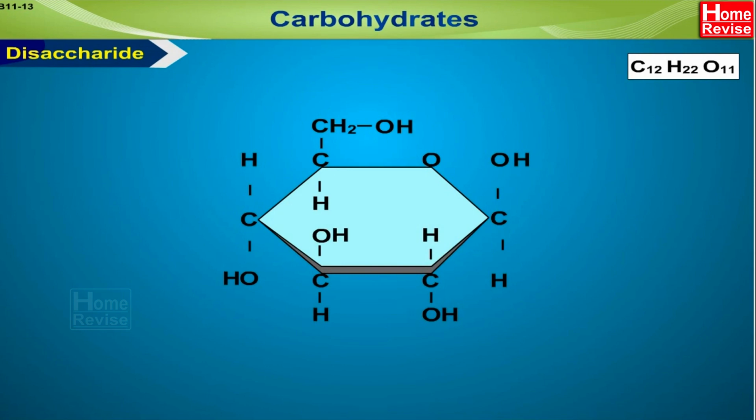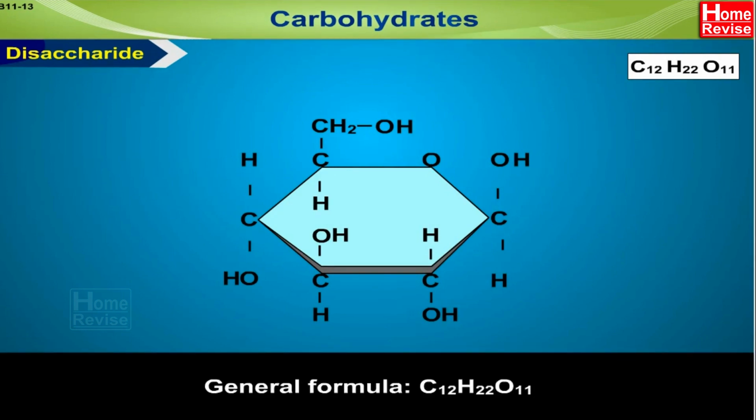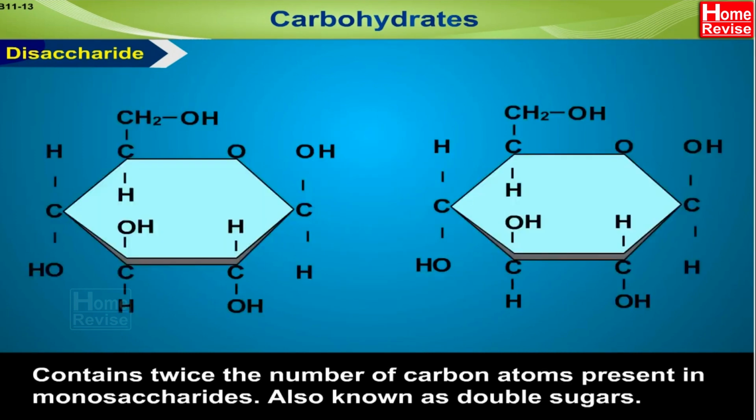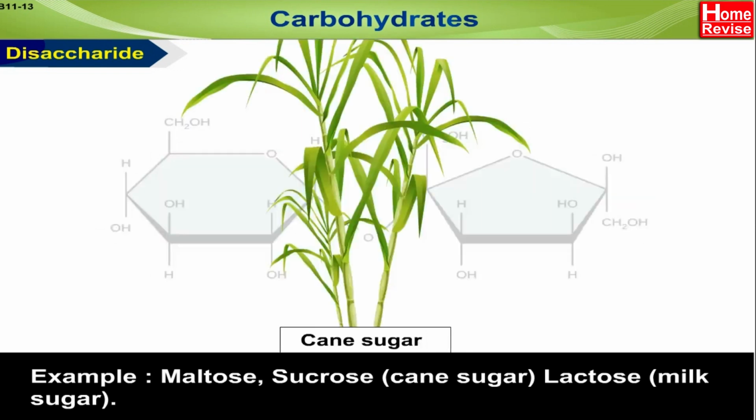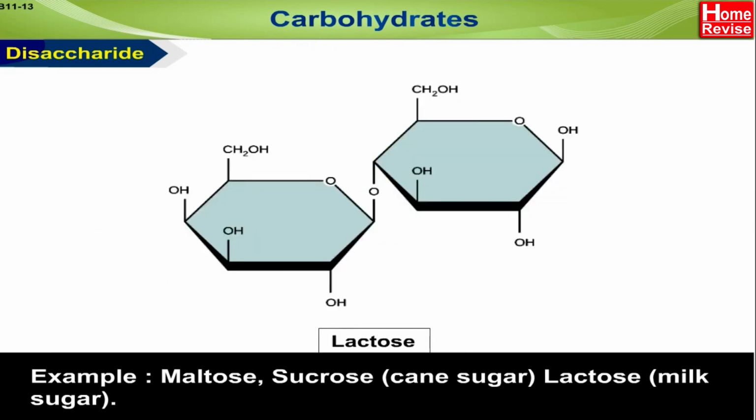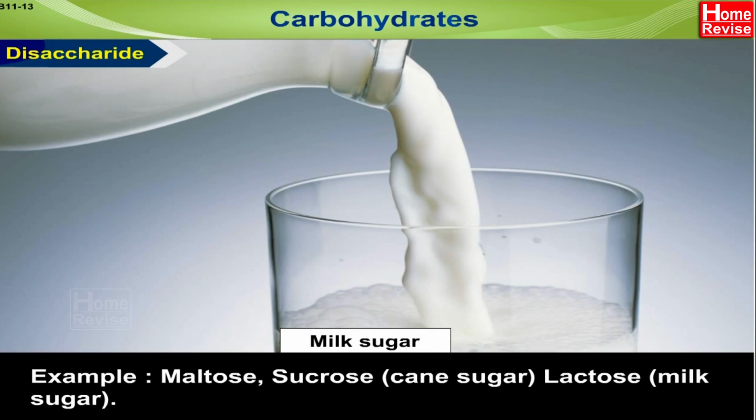Disaccharide. The general formula of disaccharide: C12H22O11. It contains twice the number of carbon atoms present in monosaccharides, also known as double sugars. Example: maltose, sucrose, which is cane sugar, lactose, milk sugar.